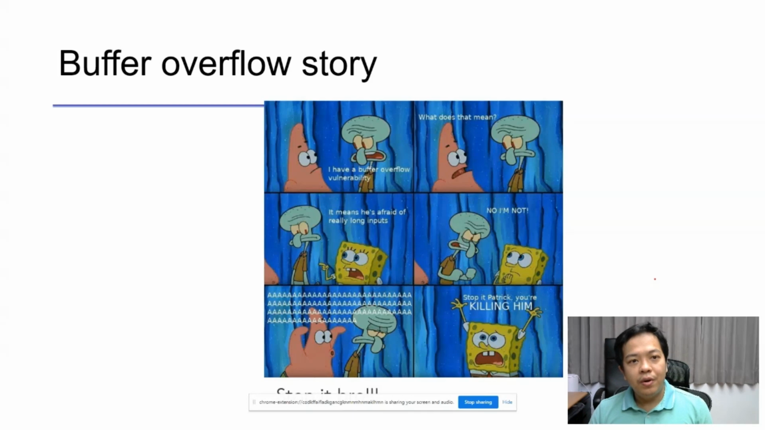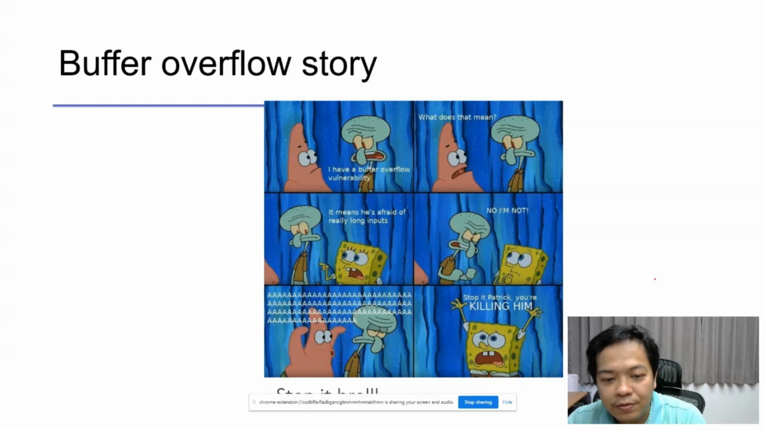Okay, the story background. I will show you a funny story, a two-way talk between two characters. One says, I have a buffer overflow vulnerability. But what does it mean? Overflow means maybe the memory is overloaded or something like that.